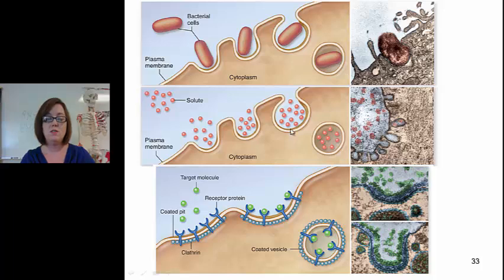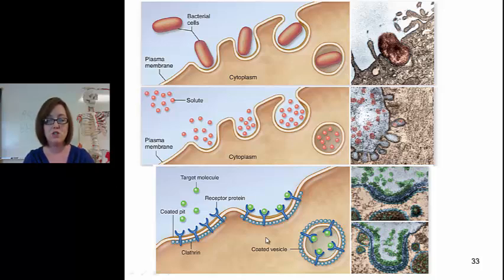In this picture here, we see pinocytosis. Pinocytosis is the equivalent of a cell drinking. Notice that the same process is happening where the cell membrane is pinching around something and bringing it into the cell. But in this case, we're not bringing in large particles. We're bringing in mostly water with small solutes, hence the cell drinking.